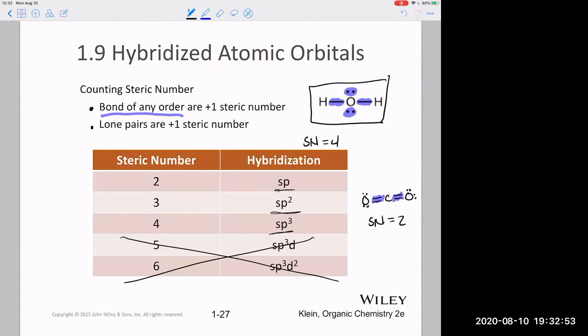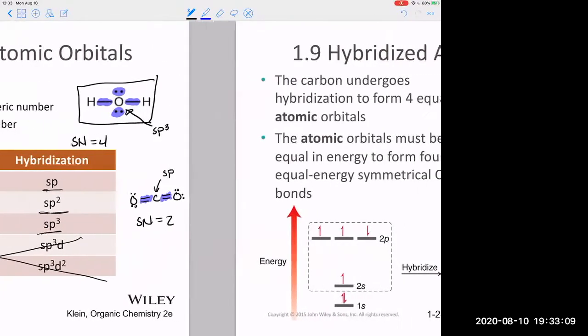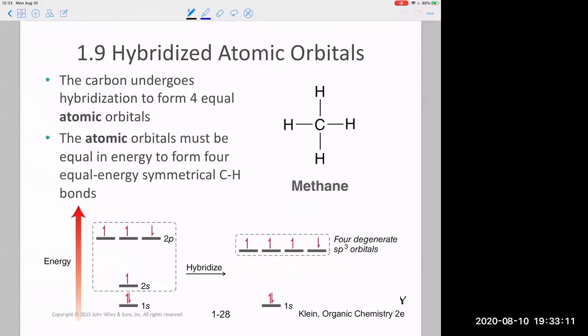So in this example that I did here, I would have determined that oxygen with its steric number of 4 is sp3 hybridized, and carbon with its steric number of 2 is sp hybridized. So now, what the heck does that mean, right? Let's address that next. Okay, so first of all, take a look at methane and see if you can tell me what its steric number is.